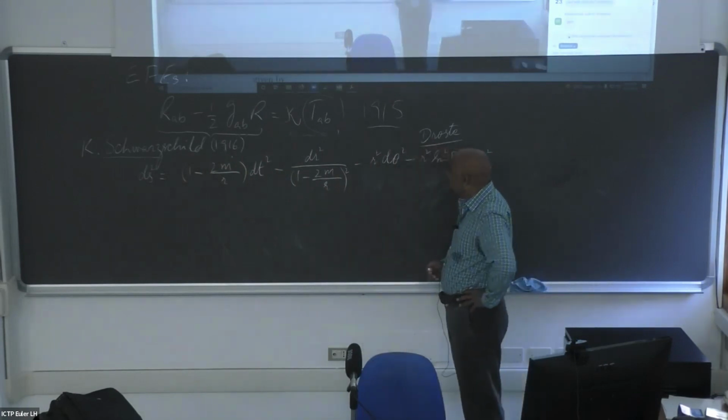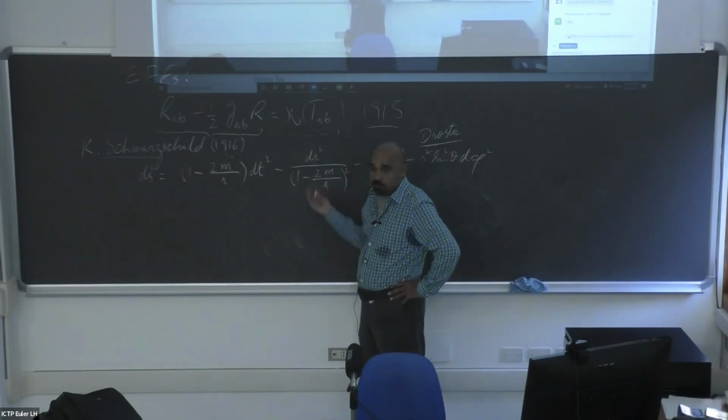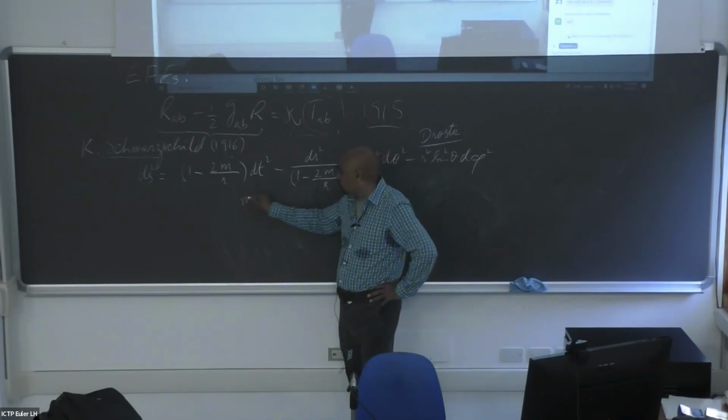Okay, anyway. So here, it's a vacuum solution. Vacuum solution means the right-hand side of the field equation is 0. Okay, so M represents the mass of the source.